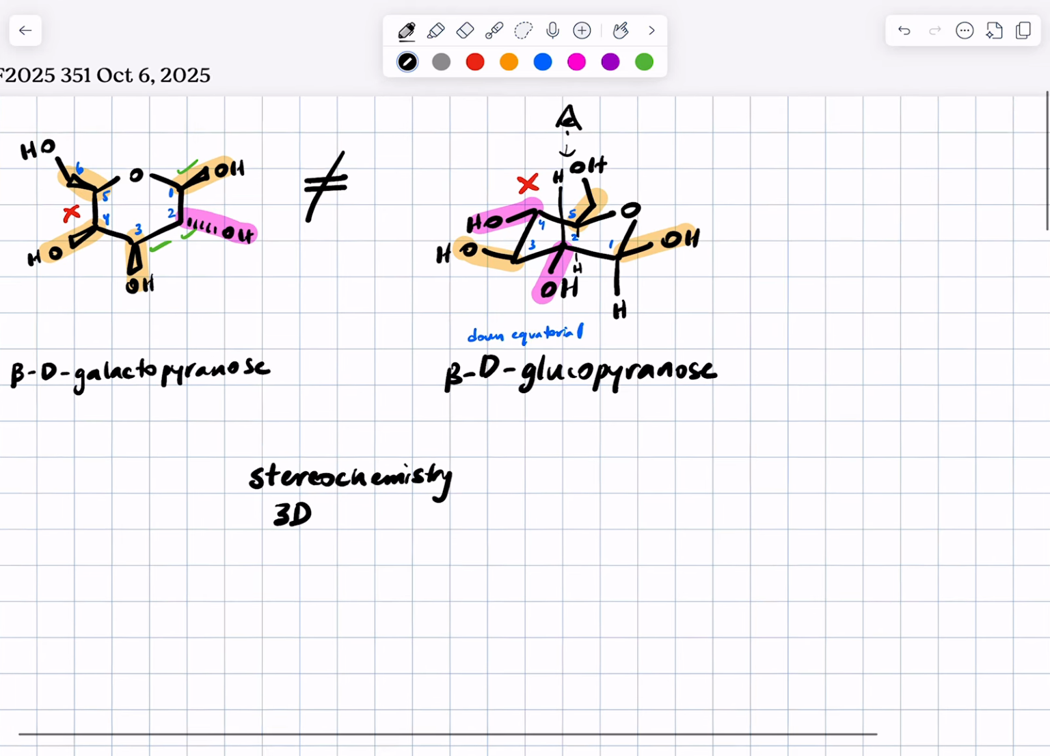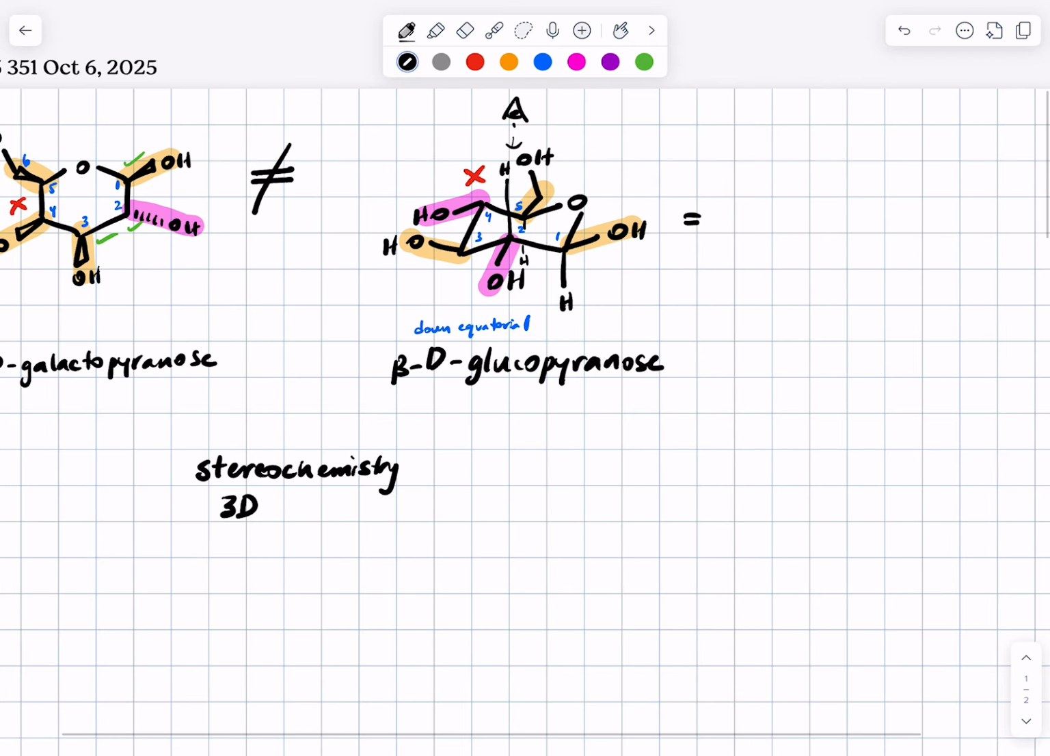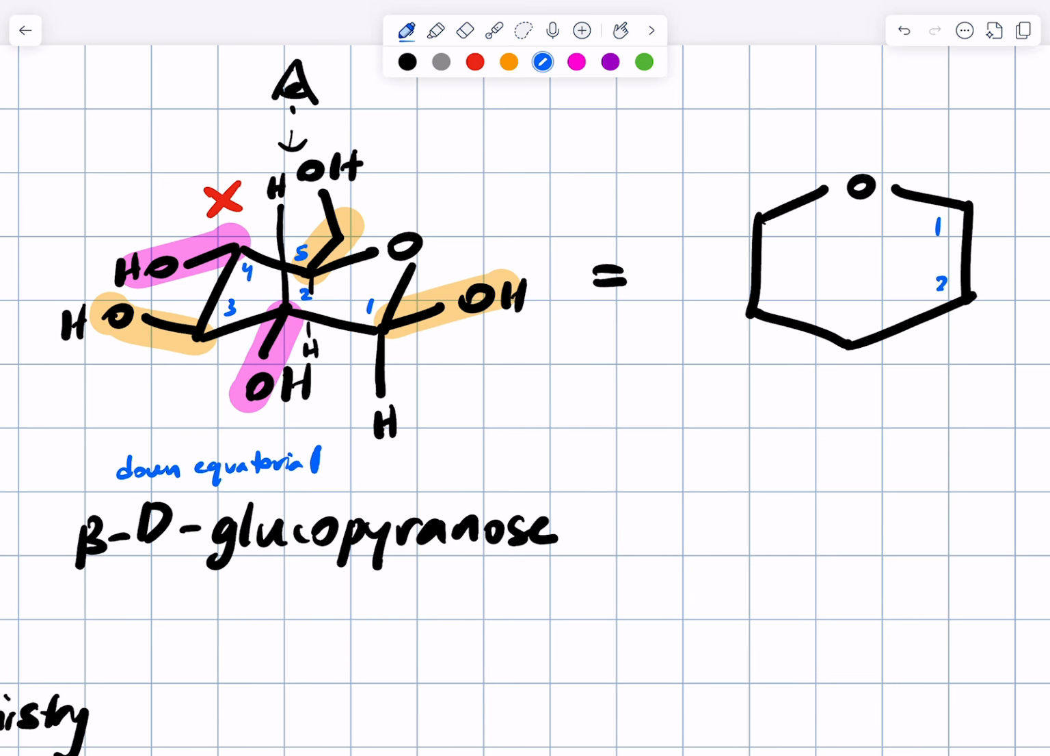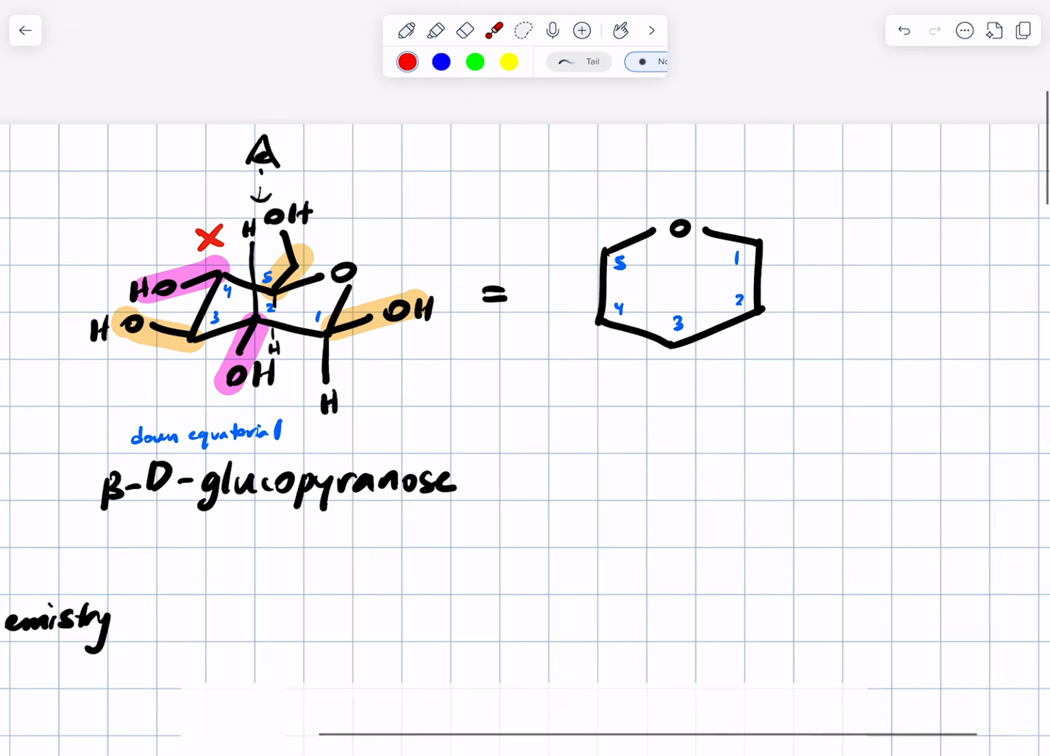If we were to draw this in an overhead view, the way you would do this is you would draw the hexagon, you'd put the oxygen somewhere. Really important is to number around the ring in the same direction as you did here. If it goes 1 to 2 to 3 to 4 in sort of a clockwise way, you need to be clockwise here. Otherwise, you'll get the wrong answer.